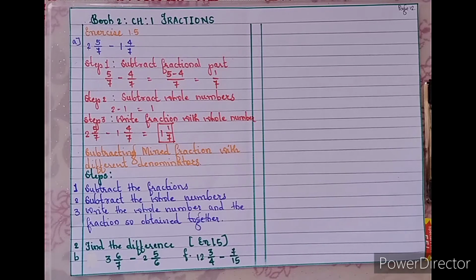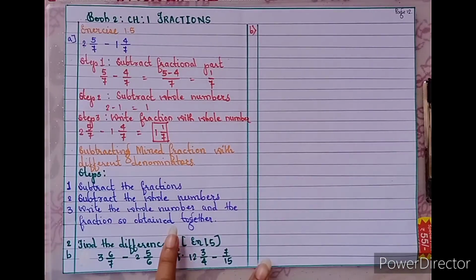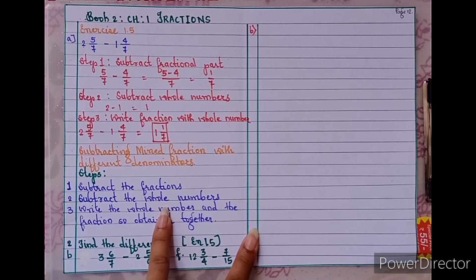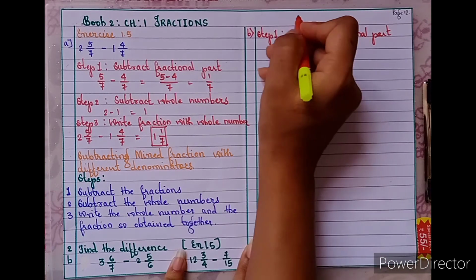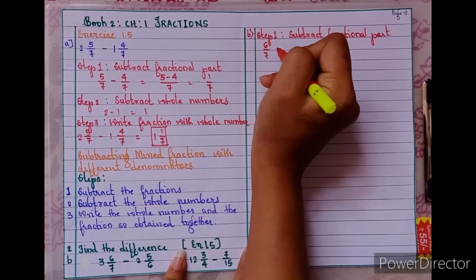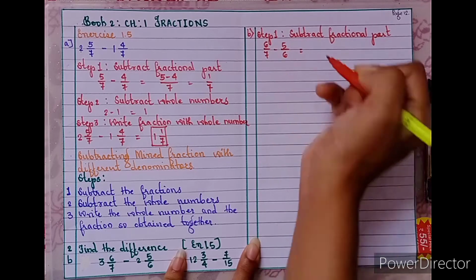Now let's see the next kind of example. Subtract mixed fractions with different denominators, meaning with unlike fractions. So first we have to convert them into like fractions, and then we have to subtract. The procedure is simple. We shall first solve example B. Step 1: Subtract fractional parts. The fractional parts are 6 by 7 minus 5 by 6. That equals to.